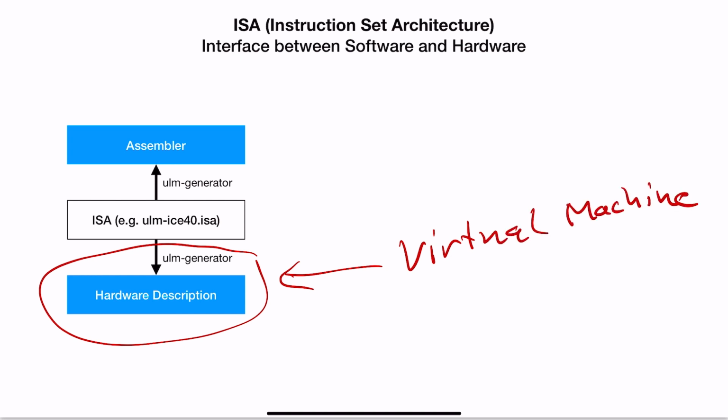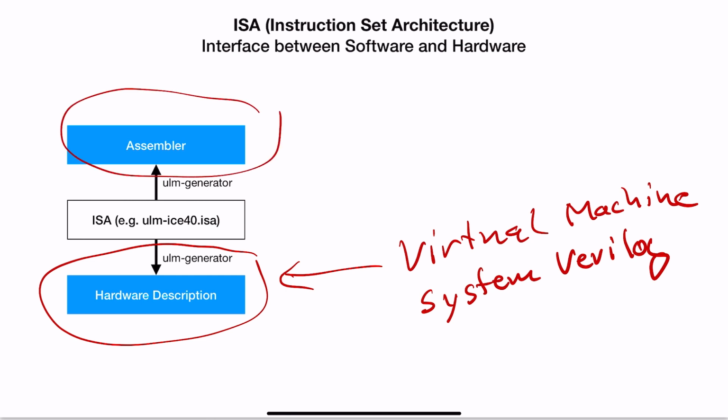Now, a virtual machine is actually not hardware, but you also could create from this ISA file some hardware description in form of SystemVerilog. And with that you could realize this actually in hardware.